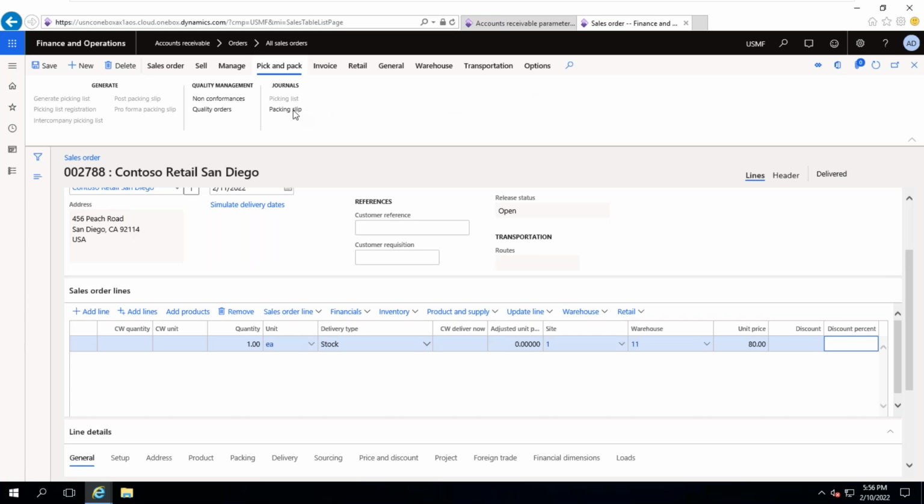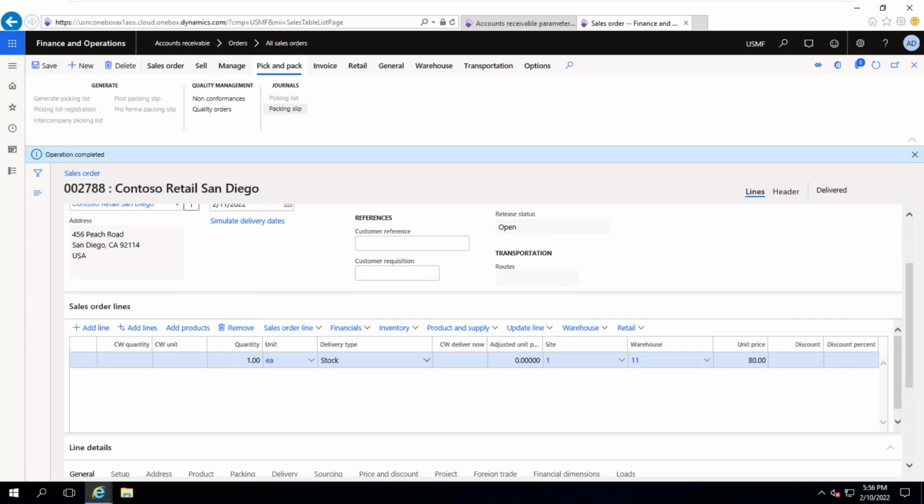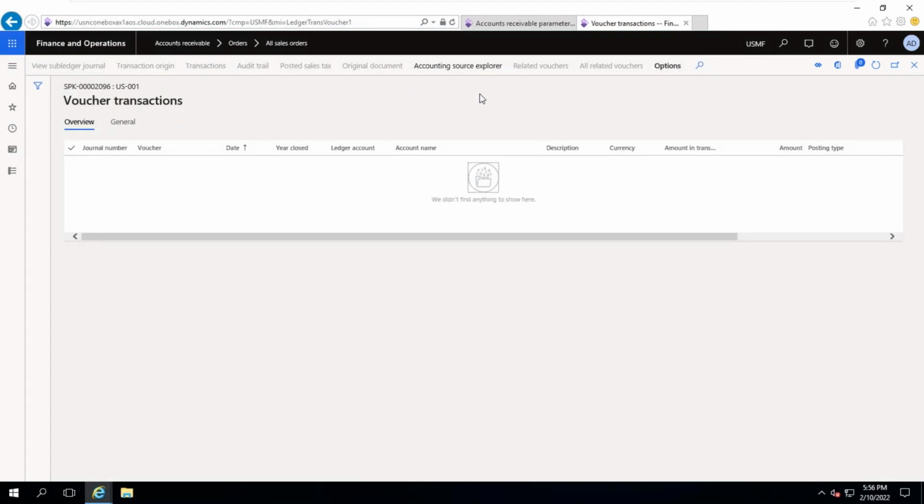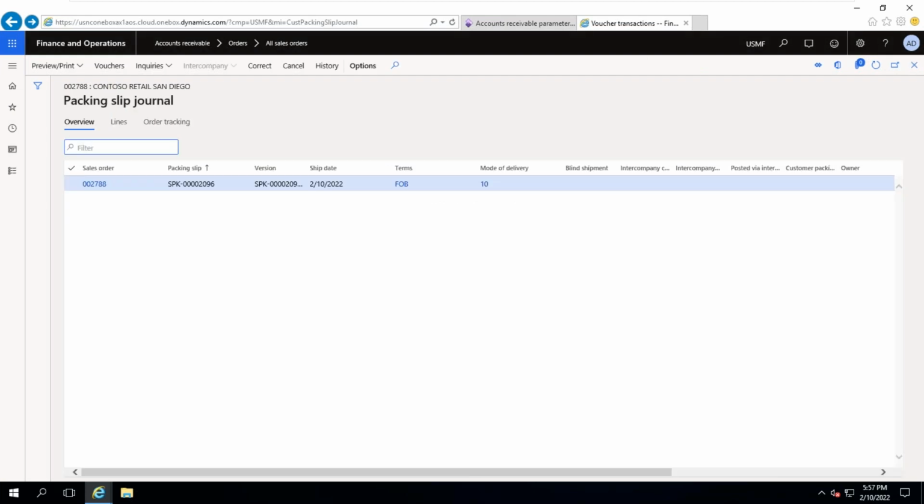During the packing slip, I have not enabled the temporary postings. So if you go to the vouchers, it will be blank. There are no financial postings at the time of the packing slip because I have not enabled that checkbox. Now I'm doing the invoice.